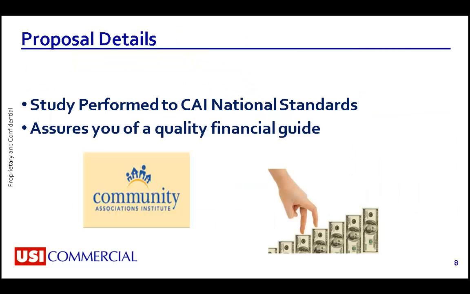The Level 1 study will be performed in compliance with CAI, Community Association Institute, National Reserve Study Standards, as well as applicable state guidelines. National standards ensure that whether we're performing a study in Virginia or Texas, you will be assured that our team of experts will deliver a reserve study that is not only a quality report, but one that will be a practical guide for the HOA or condo association in managing the reserves as they move forward.